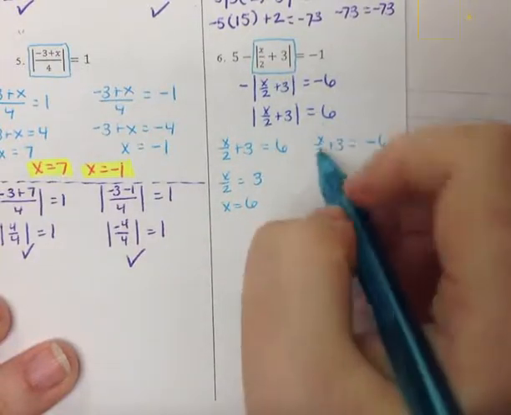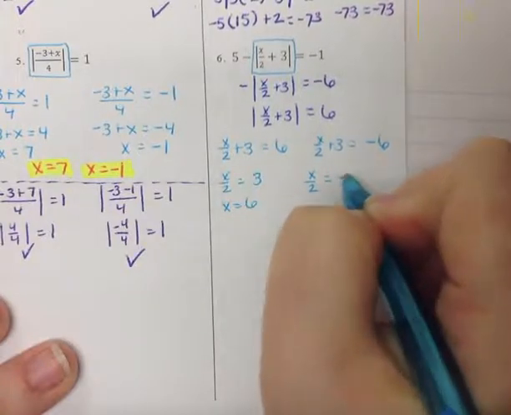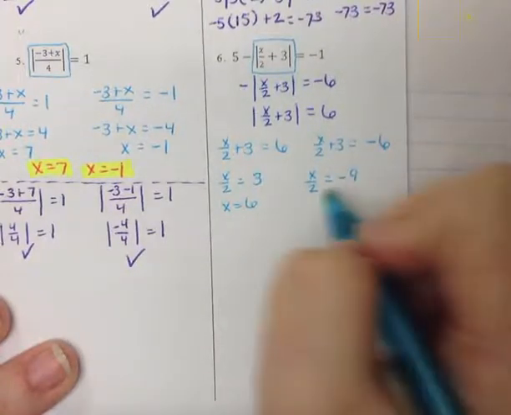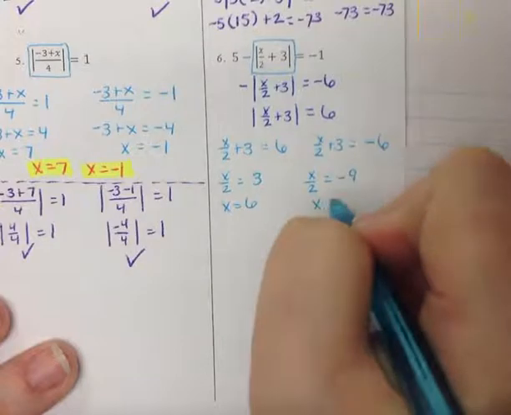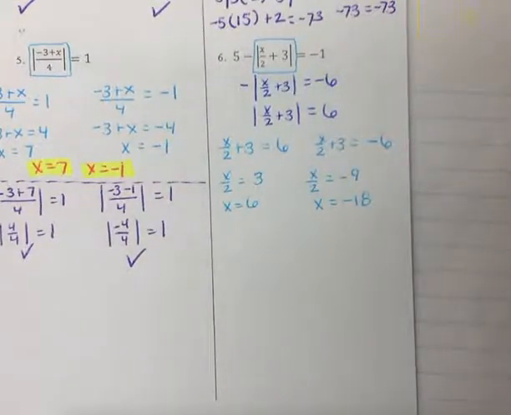Do the same thing over here. We're going to subtract the 3, so we'll have x over 2 is equal to negative 9. Then we're going to multiply by 2, so x will equal that negative 18. So we must check.